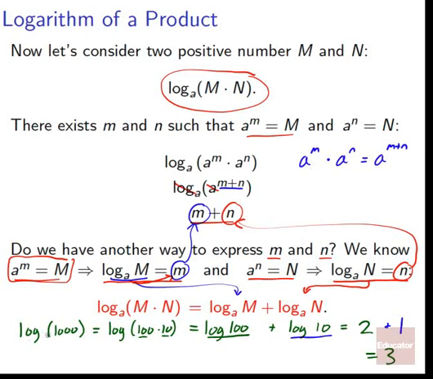Alternatively, we could have done this as log of 1,000. What number do we have to raise 10 to get 1,000? 10 at 1, 100 at 2, 1,000 at 3. So we could also see that log base 10 of 1,000 is equal to 3. So it works out either way we want to approach it. So we see now that we can break up products into two different things being added together.